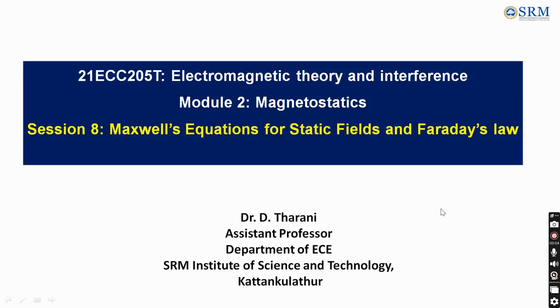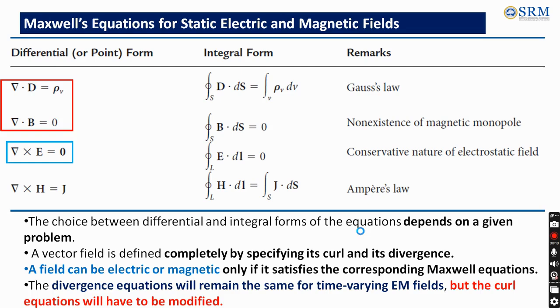In this session, let us discuss the Maxwell equations for the static case, and we will see how Faraday's law is useful for getting the Maxwell equations for a time varying field. We already saw all four equations in the previous sessions. Let us now summarize the Maxwell equations for static electric and magnetic fields. Let us see first in differential form, or point form.